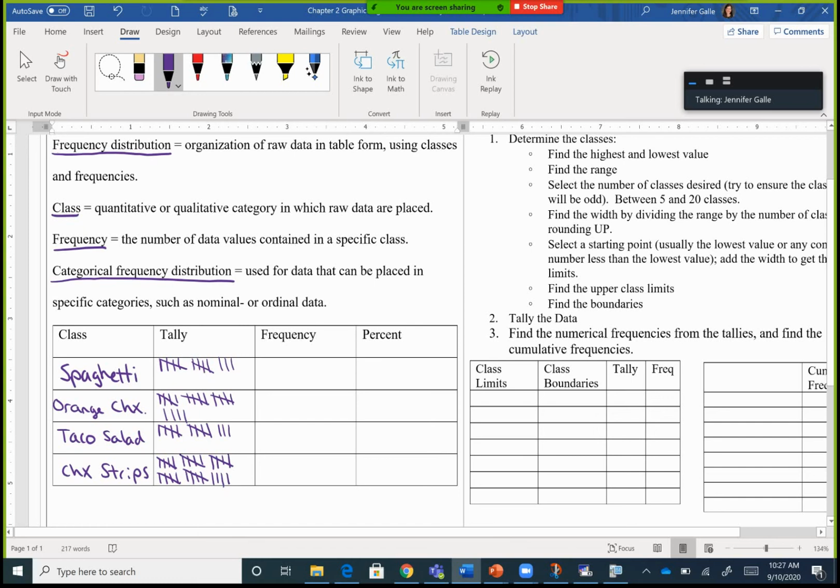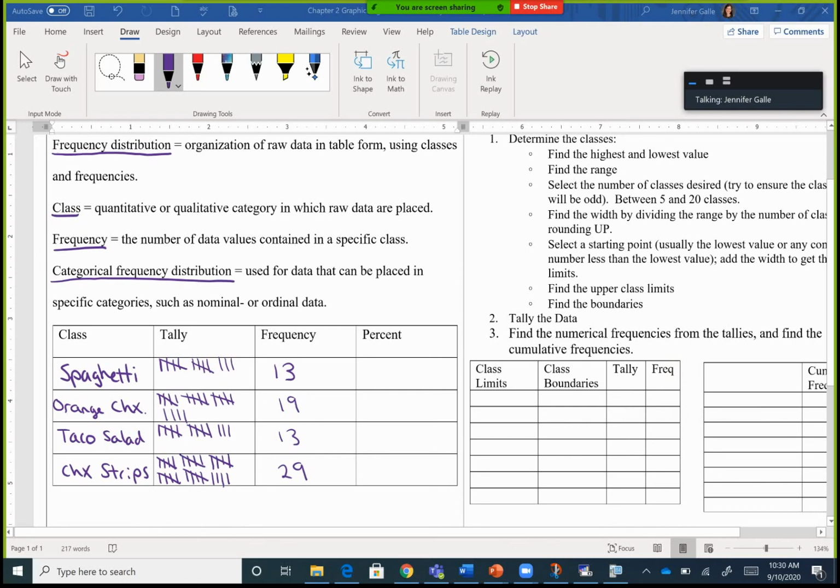Okay, help me out because I feel like I missed a chicken strip out there somewhere. See if you guys match me. Wait, orange chicken is 3? How'd you do that so fast? See if you match me.